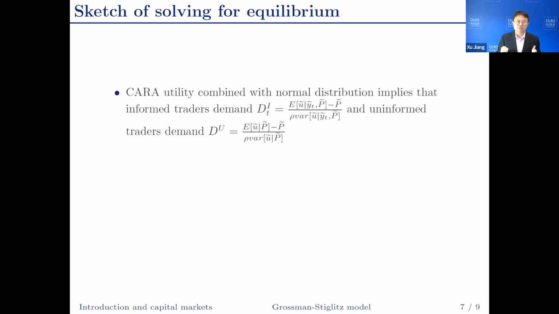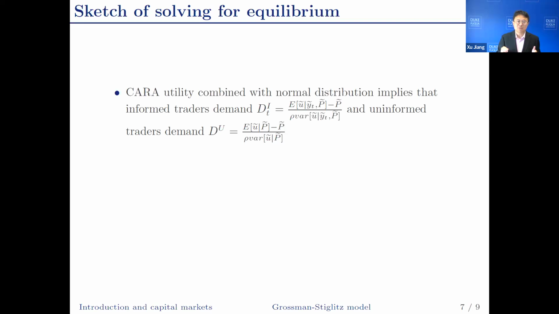The denominator determines how intensively I'm going to trade based on my information. If rho is bigger, I'm more risk averse. I'm going to trade less. If variance of U conditional on my information is larger, there is more uncertainty. And because I'm risk averse, I'm going to trade less intensively. And that explains the denominator.